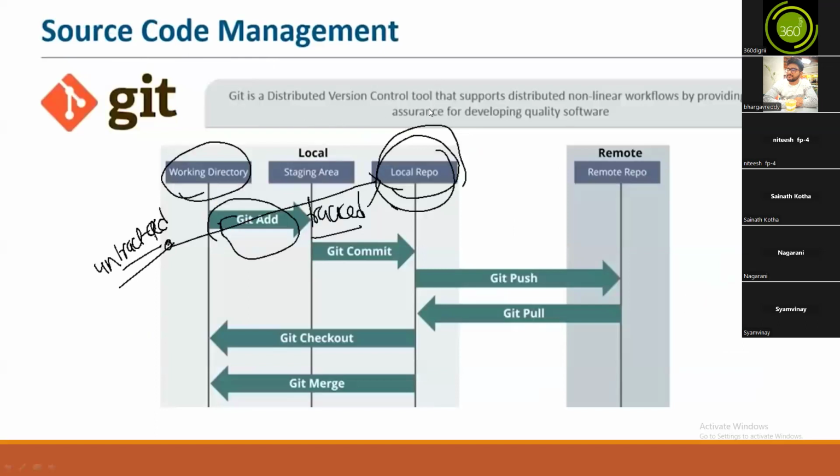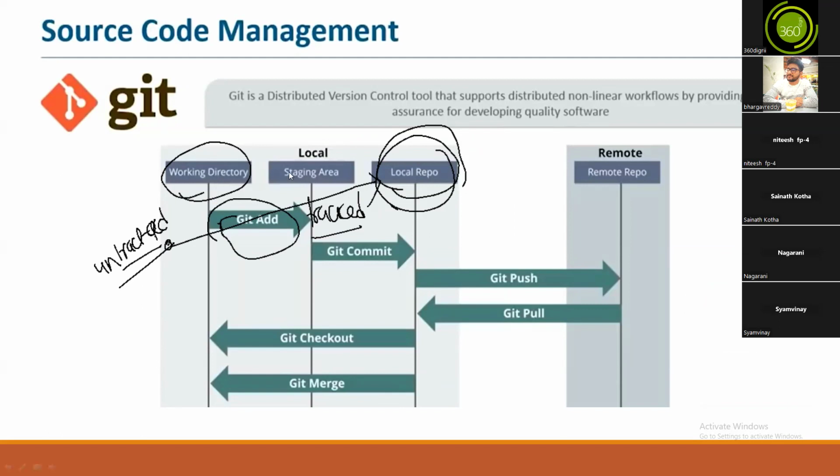Something like source code management. Git is a distributed version control tool that supports distributed, non-linear workflows by providing data assurance for developing quality software. For example, this is our working directory, and this is the local repository. You created a project and developed the code, and you want to push it to the local repository. First, we need to let the local repository know about it. From your working directory, you can push it to the staging area. How can you push the data from the working area to the staging area? You can use the git add command.